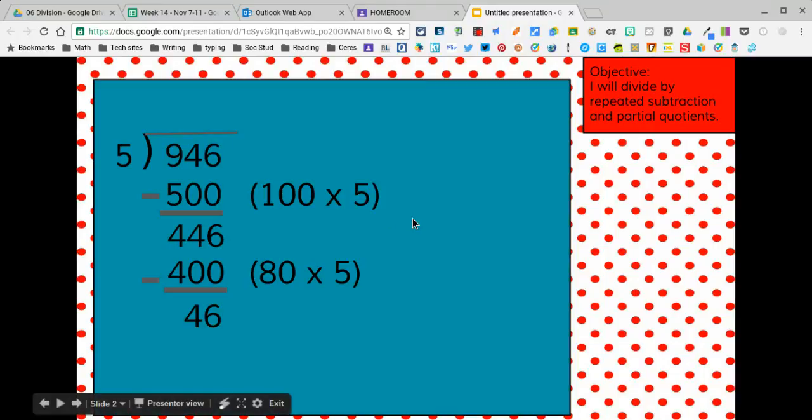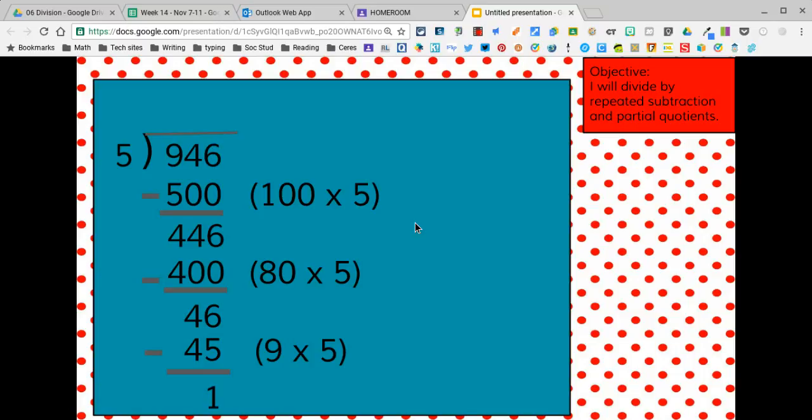And using just our basic math facts, I know that if I put 9 in each of those 5 groups, that would end up with 45. And if I subtract those 45, I end up with 1.